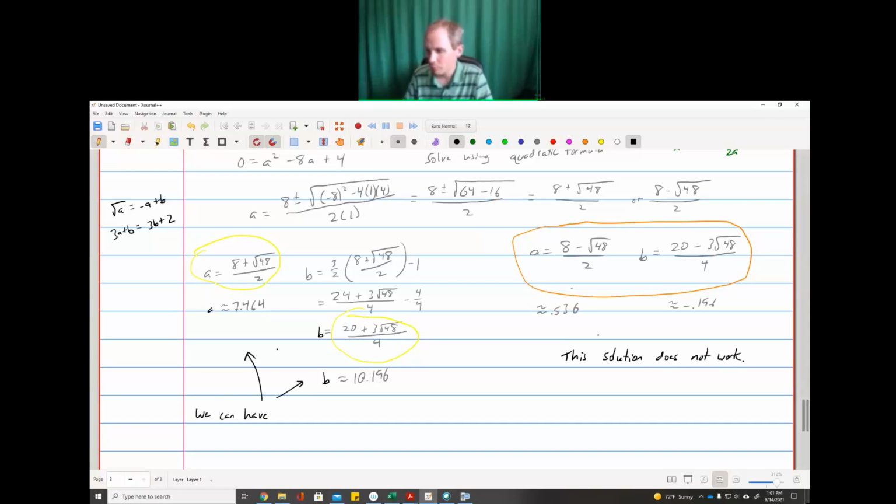So the original problem was find the values of A and B that make this thing work, right? So for A equals 8 plus the square root of 48 all over 2, and B equals 20 plus 3 root 48 over 4, f will be continuous.